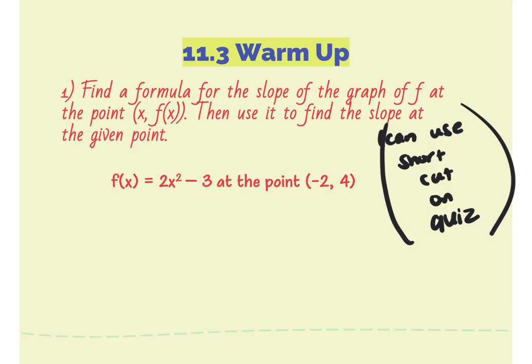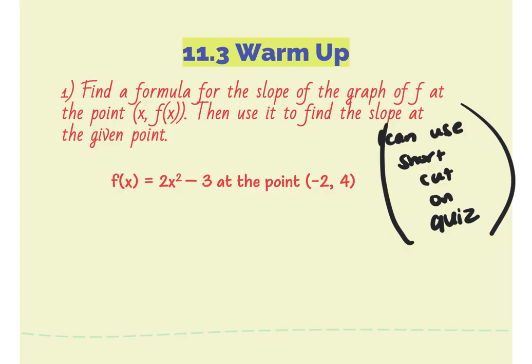All right, so on Friday we did 11.3, which had two topics: the slope of a graph at a specific point using a tangent line, and then the derivative. So there are two ways to find the slope, the long way and the short way, or to find the equation that is used to find the slope. In this question, where it says find a formula for the slope of the graph of f at the point and then use it to find the slope at the given point, you can do this two ways.